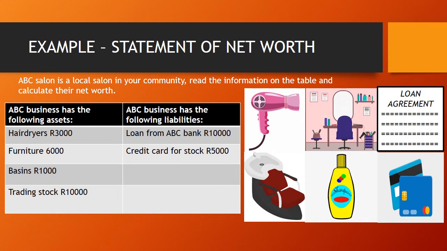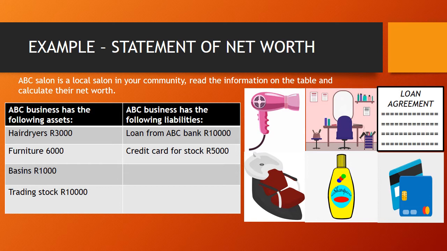To bring clarity on statements of net worth and how to really calculate it, we are going to be looking at the following example. ABC Salon is a local salon in your community. Read the information on the table and calculate their net worth. And so we're going to get started with the left column, which is written ABC business has the following assets. Since it's a salon, they have hair dryers to the value of 3,000 Rand, furniture to the value of 6,000 Rand, basins, which is to the value of 1,000 Rand, and lastly, trading stock to the value of 10,000 Rand.